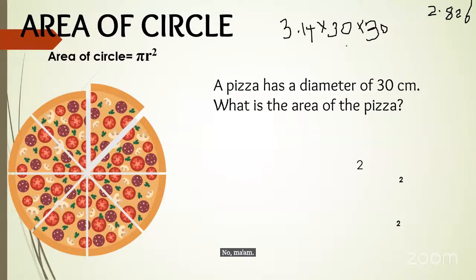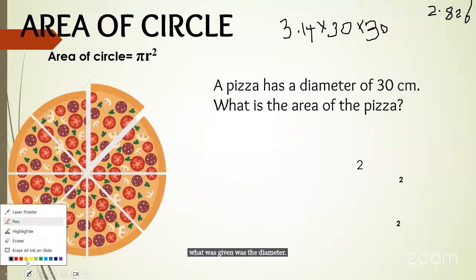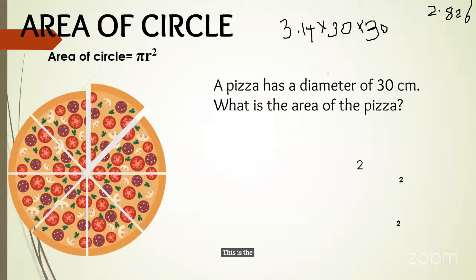No, Miss, because you're using the diameter. You should be using the radius. Thank you, Jesus. What was given was the diameter. The pizza has a diameter of 30 centimeters. This formula does not account for the diameter. So we need to find what?